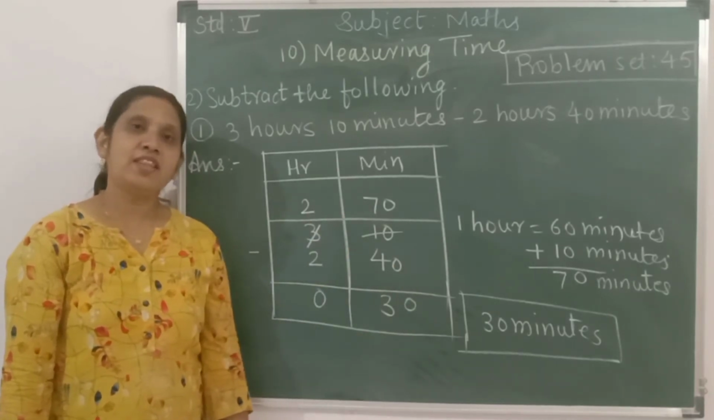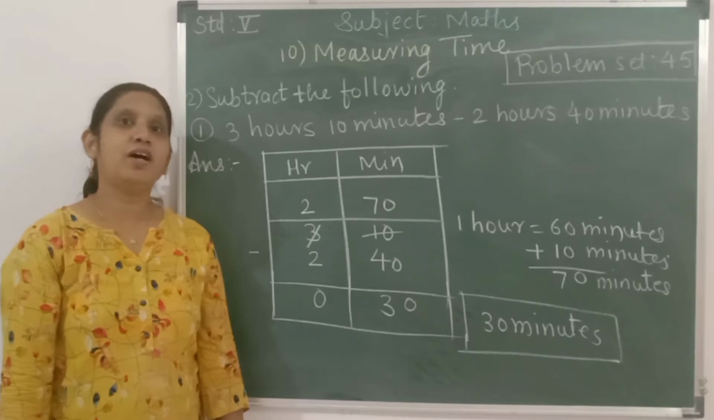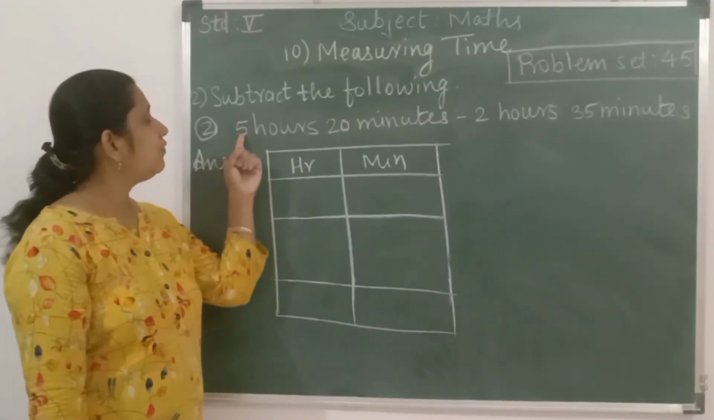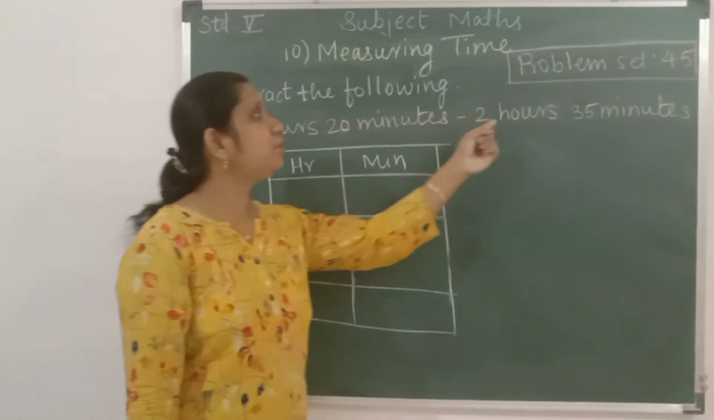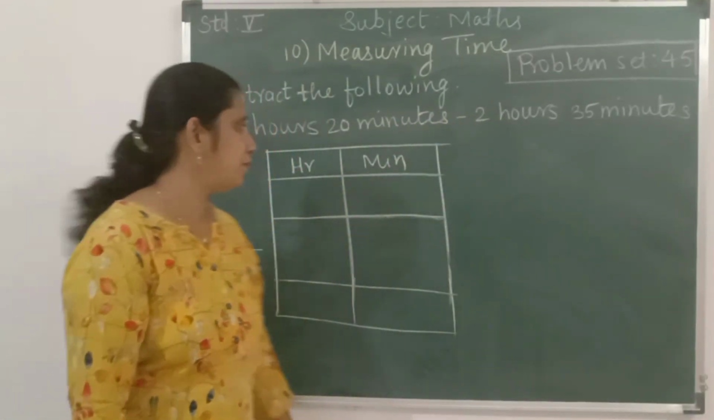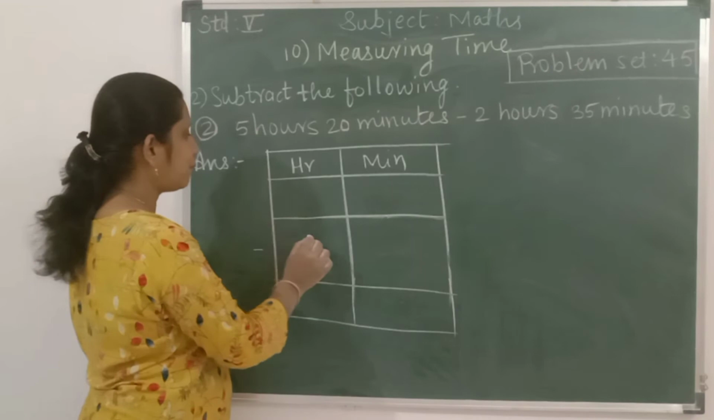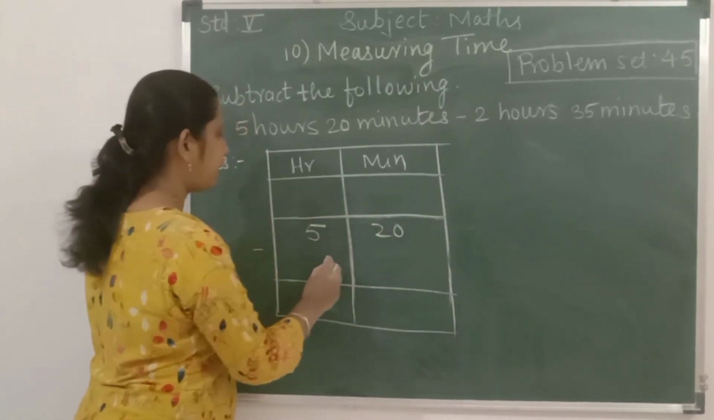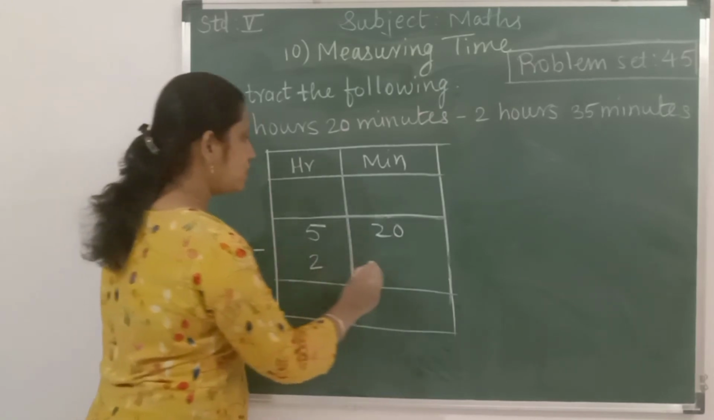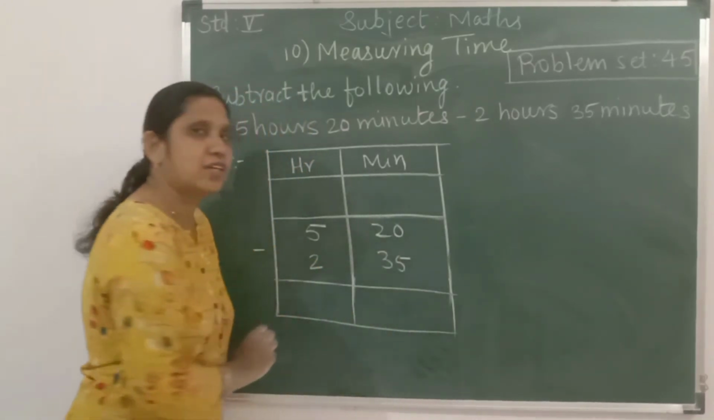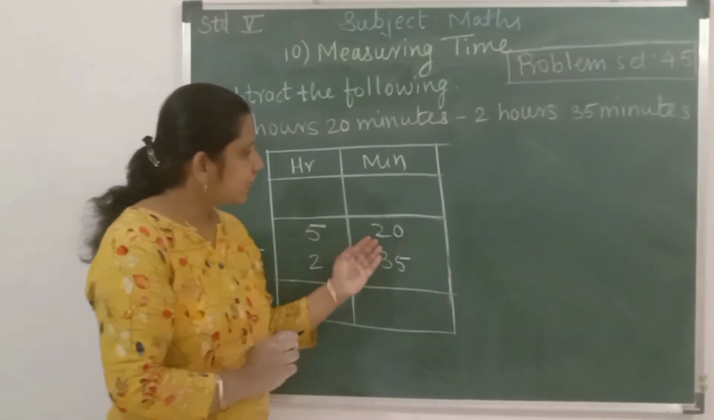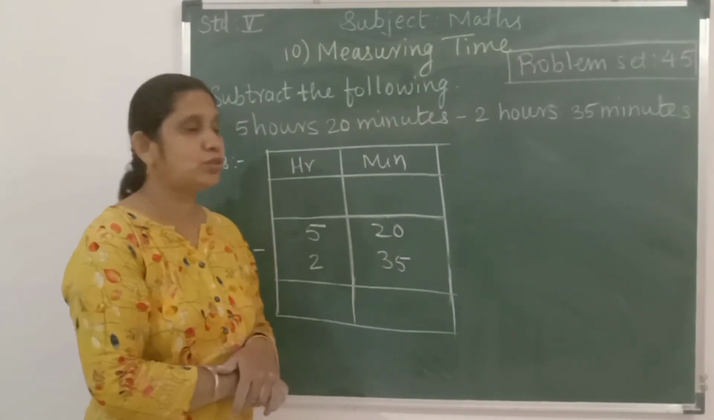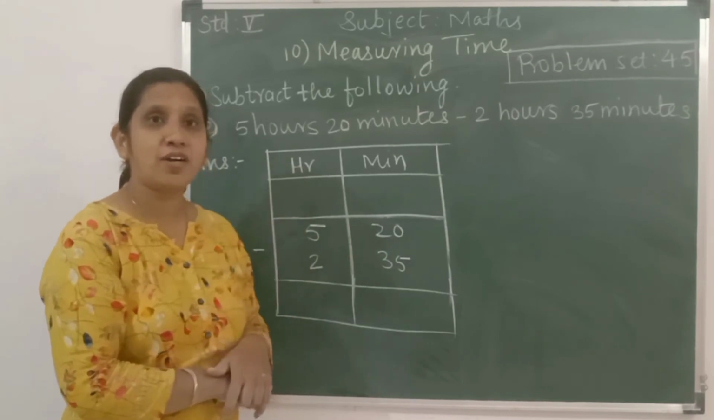Example number 1 is done. Now we'll solve example number 2. Students, see in the second example, it is given 5 hours 20 minutes minus 2 hours 35 minutes. So let us write the numbers in the appropriate column. 5 hours 20 minutes minus 2 hours 35 minutes. Students, can I subtract 35 minutes from 20 minutes? Of course no. I have to borrow from the hour column.